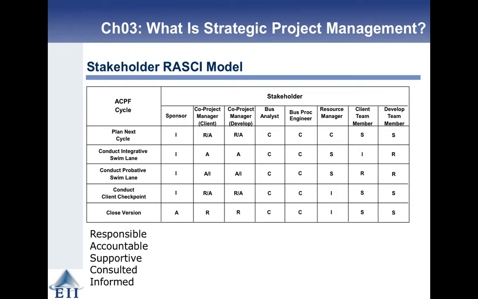So across the columns we have all the stakeholders, sponsor, co-project manager, etc. And down the left-hand side we have the stage of the project and who needs to be involved, the stage of the project, and then within the table we've got what their level of responsibility or information acceptance is. And you can see some of the stakeholders change roles as you go through the process.